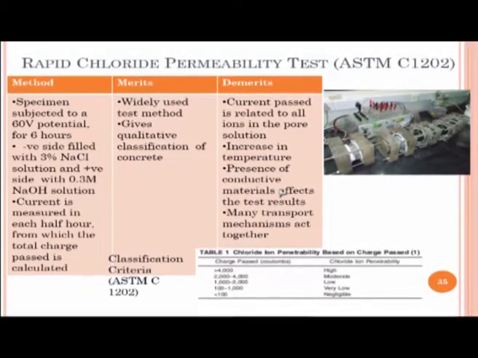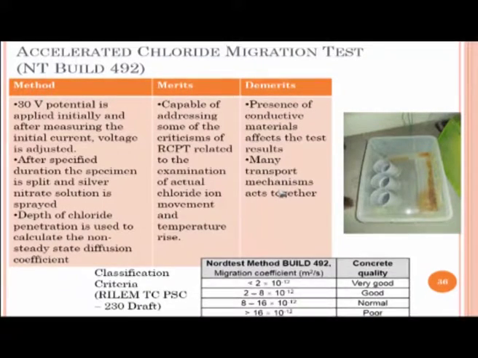So based on the disadvantages, people have proposed other test methods which are more well developed and which give more quantitative classifications of the concrete. One is called the accelerated chloride migration test, which is in principle quite similar, but here you do not apply the same potential difference of 60 volts to all concretes. Based on the resistance of the concrete to current flow, you apply different levels of potential. For example, for concrete that allows a lot of current to flow, you apply a smaller potential, okay, so that the concrete specimen does not get heated during the test.